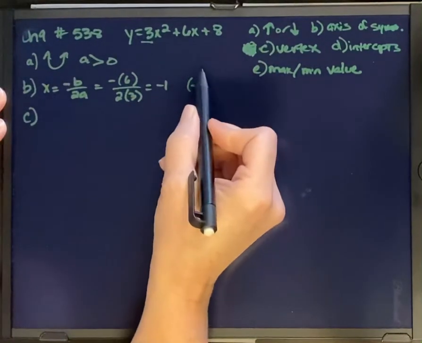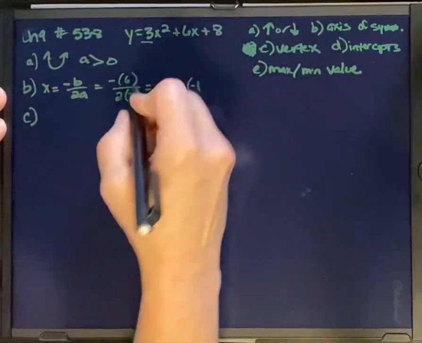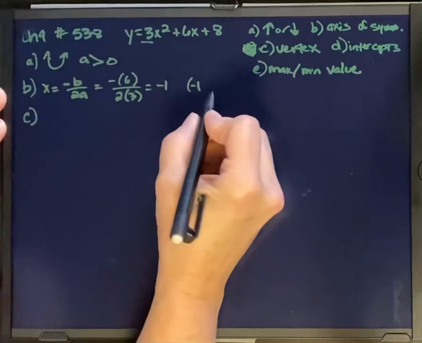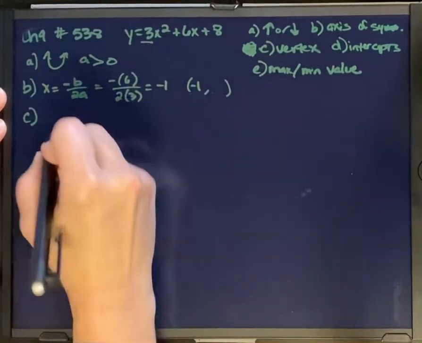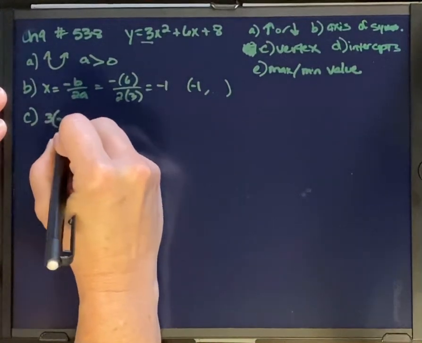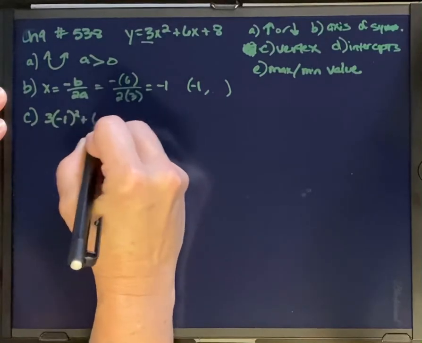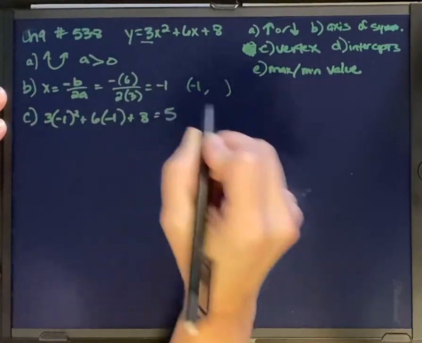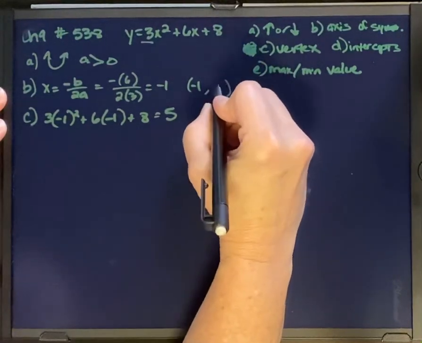to identify the vertex. So the axis of symmetry is at x equals negative 1, and then the vertex is going to be at negative 1, and then whatever our y value is there. So we'll plug in negative 1 for x. That's going to give us 5, so the vertex is at negative 1, 5.